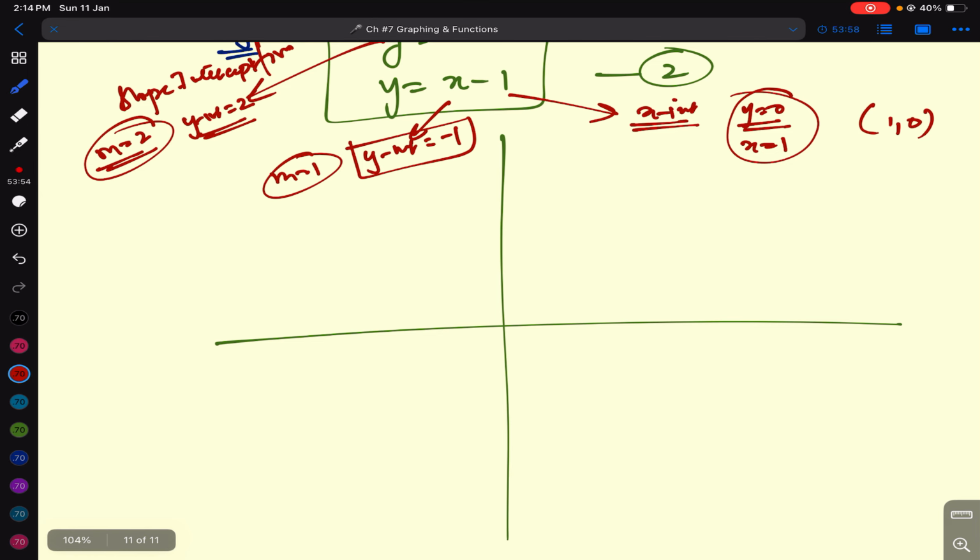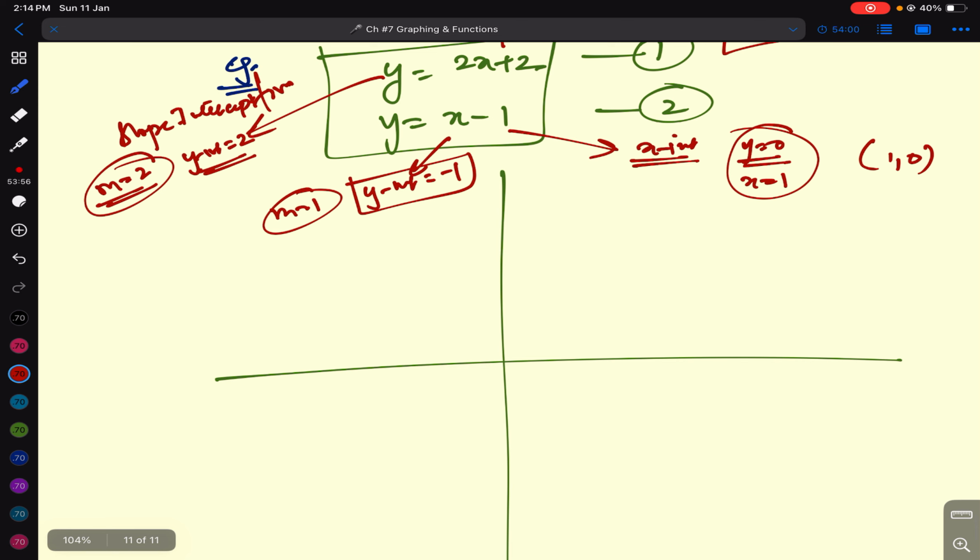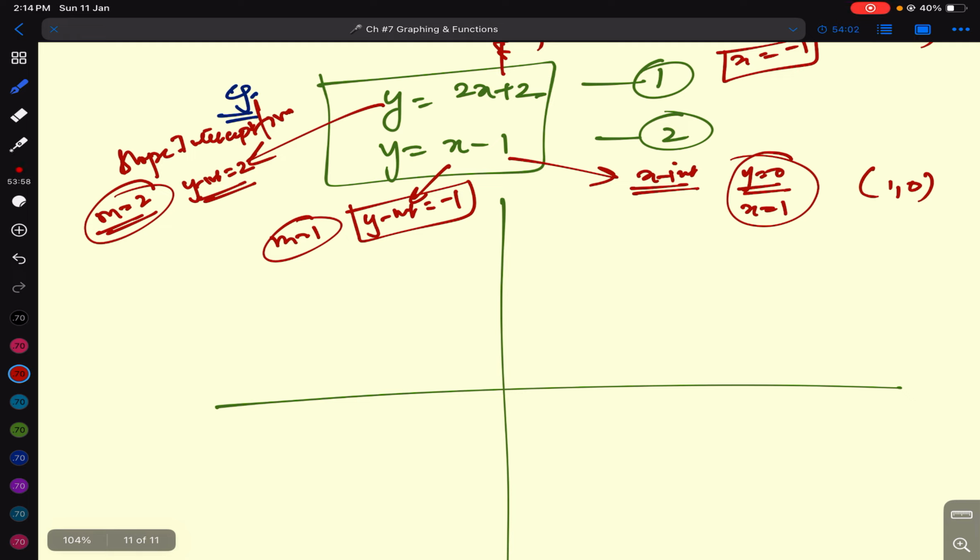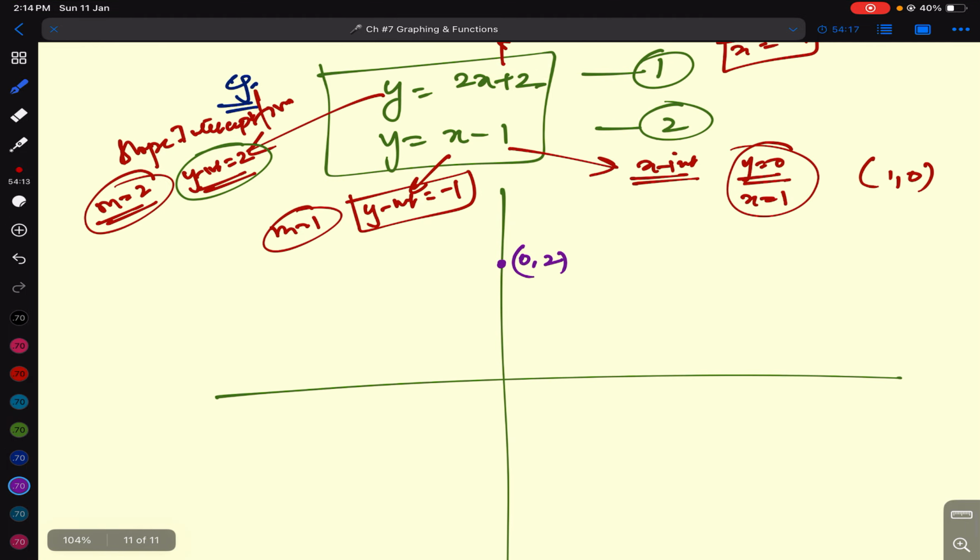So you already have the y-intercept. Now you can figure out the x-intercept. So for the first line the y-intercept is 2, right? And the x-intercept is (-1, 0), so we can take these points, and this becomes this line, right? So this is your line number 1.